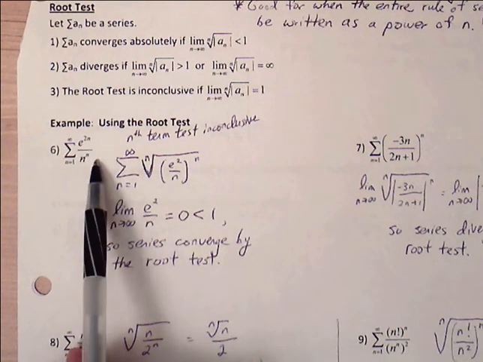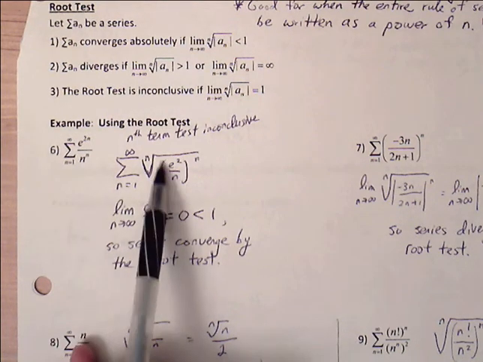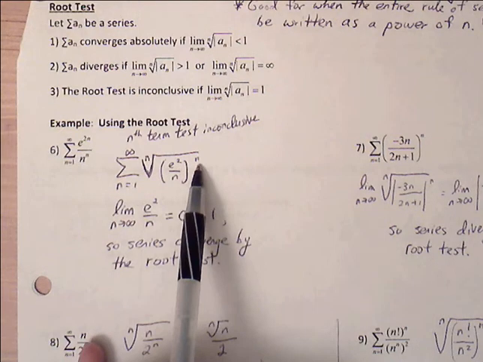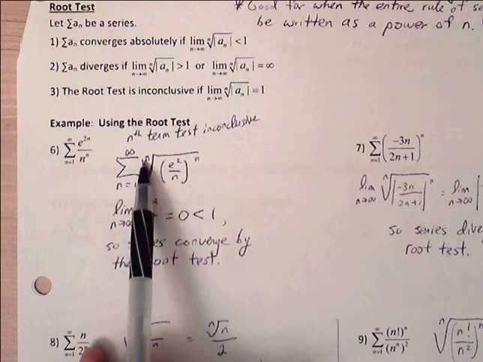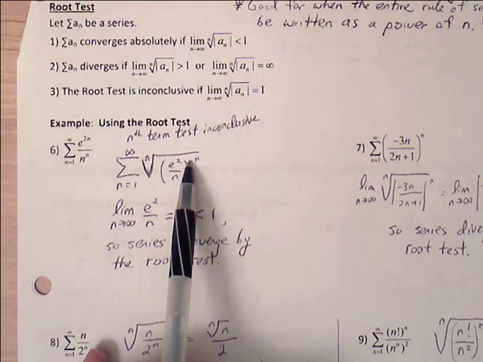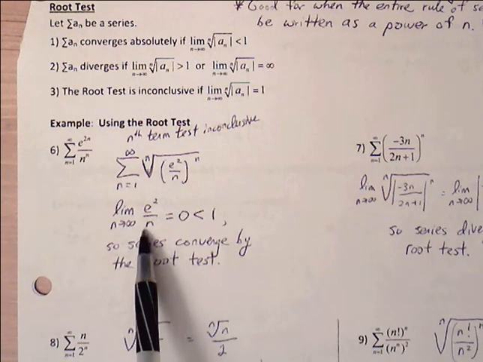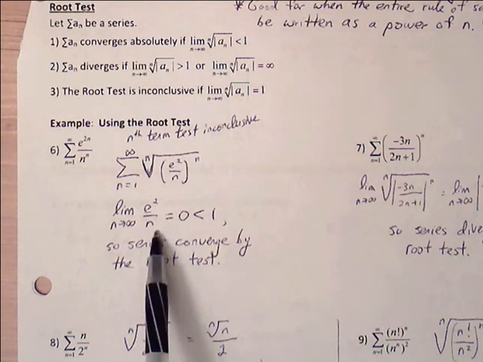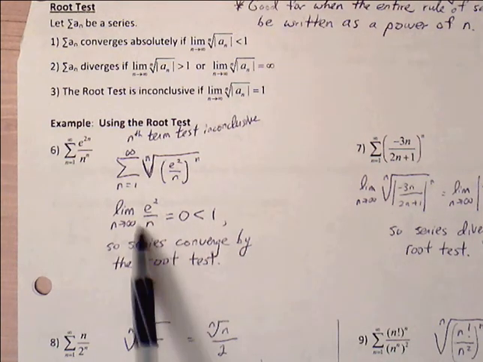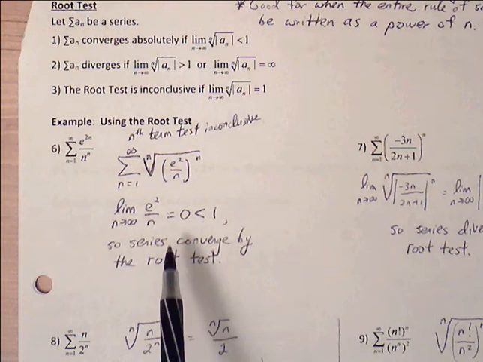Here we see that the entire rule of sequence has a power of n. So we can rewrite that as n with n as the power, and raise it and take the nth root of that. The nth root and the nth power will cancel out. So now we can just focus on what's inside the radical. So limit as n approaches infinity for e squared over n. E squared is just a number. N will increase to infinity. So we know that the limit of this is equal to 0, and 0 is less than 1. So therefore, by the root test, the series will converge.